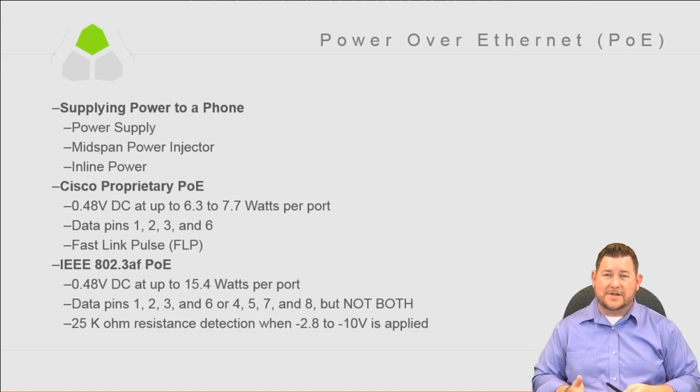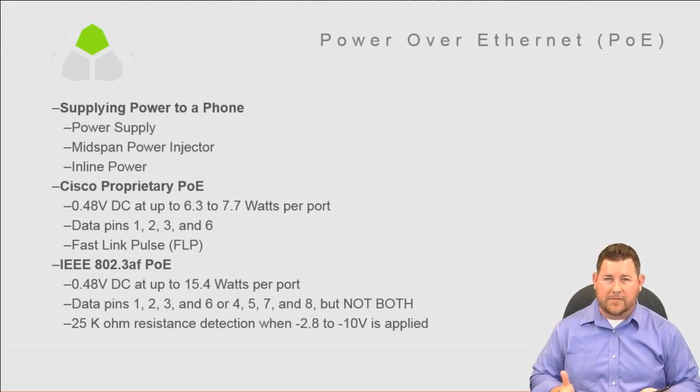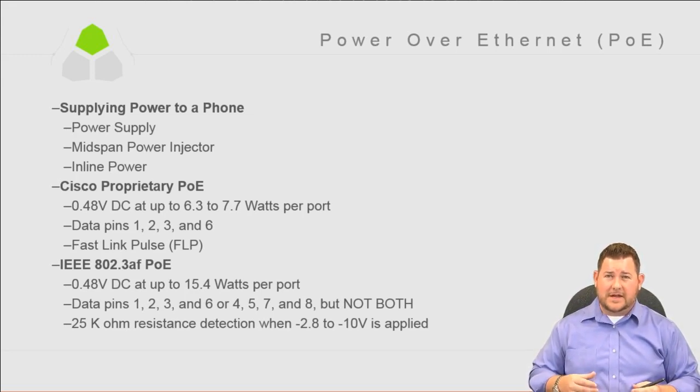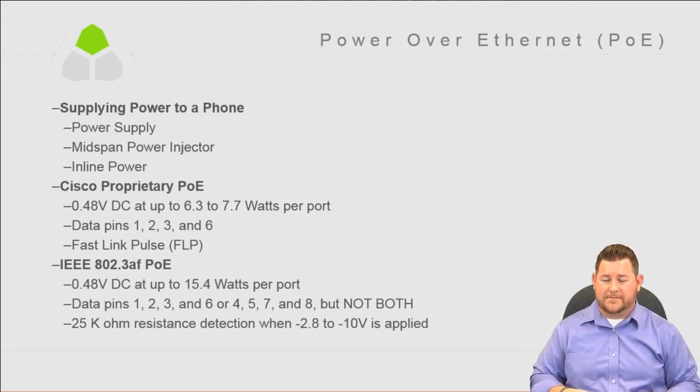So it's up to 6.3 to 7.7 watts per port for Cisco proprietary PoE. And that's going to be using pins 1, 2, 3, and 6. One thing that is important is the mechanism that it uses to detect whether a device needs power over Ethernet or not. It's called fast link pulse. What it does is send a little ping out essentially with this 48 volts. It's almost like wink start. It'll just flicker on real quick. And then if it gets a response back, then it knows that it needs to power that port up. So that's called fast link pulse, or FLP.